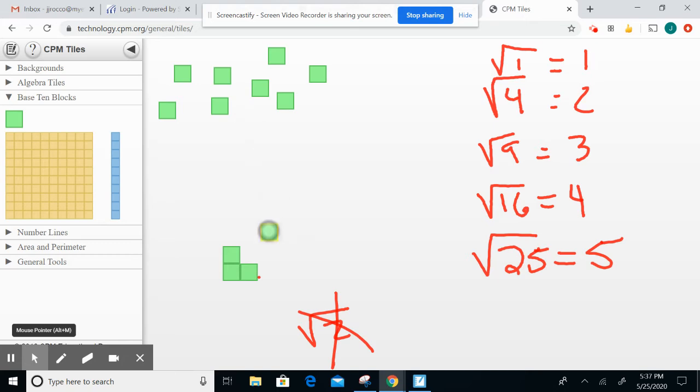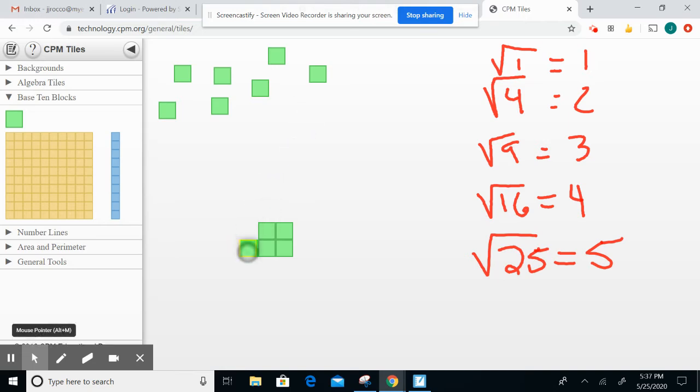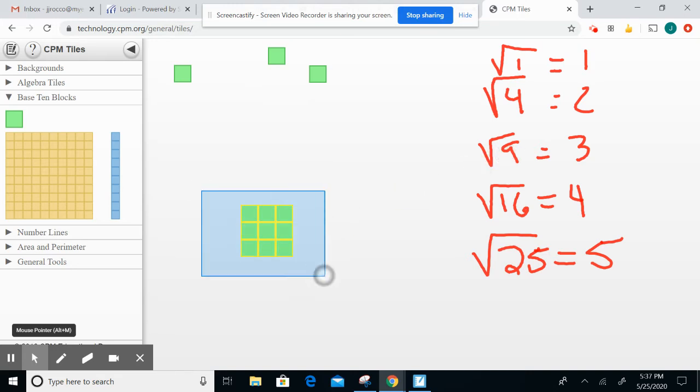But what if I go to 4? 4 makes a perfect square. So it is a perfect square. You can actually use literal squares to figure it out. The next one is 5. Can we make a square with 5 tiles? No. Nowhere that I put it. What about 6? Makes a rectangle, not a square. 7, no. No matter where I put it. 8, no. But the next perfect square is 9.